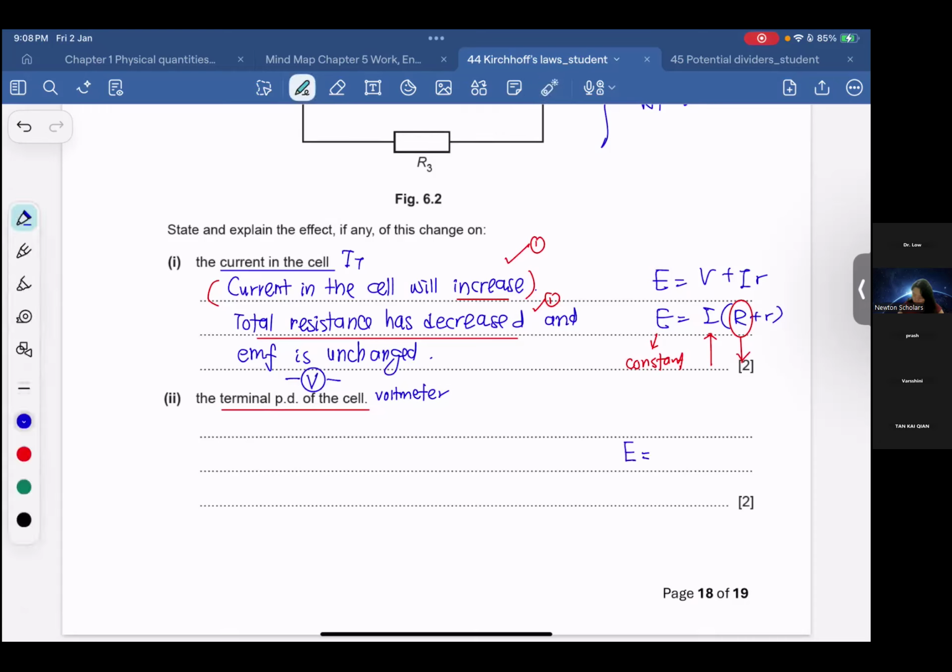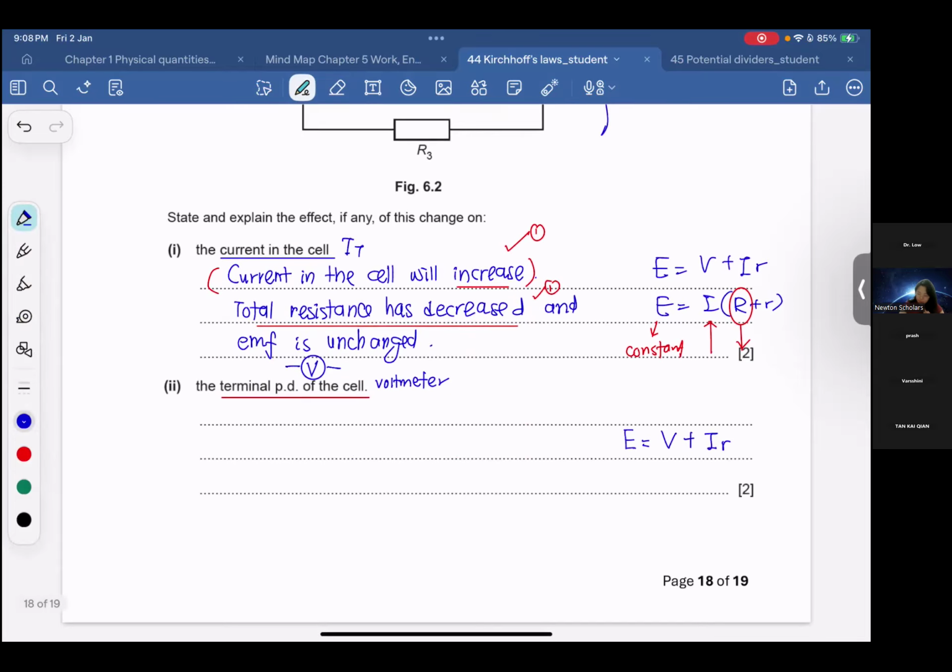E is equal to IR, or V plus I times small r. So here, I want to know what happened to this voltmeter reading. The terminal potential difference of the cell is actually the reading from the voltmeter. Here I understand that my total resistance actually decreases, so my current actually increases.